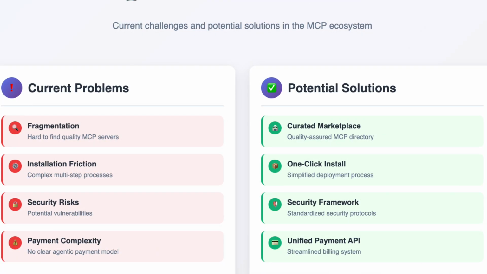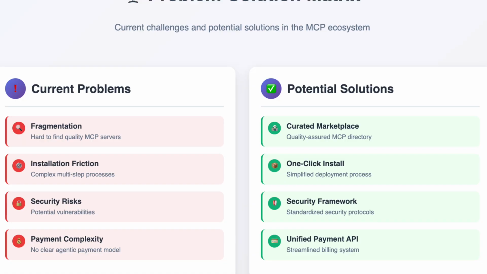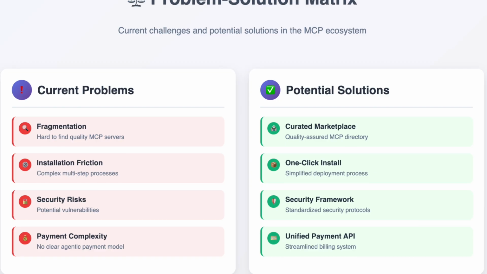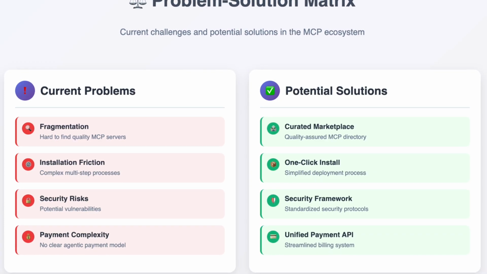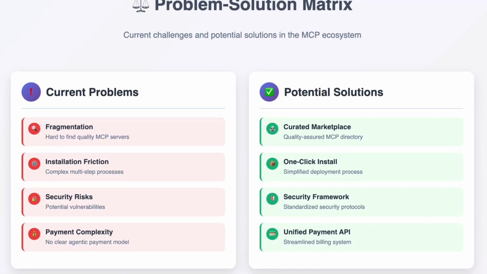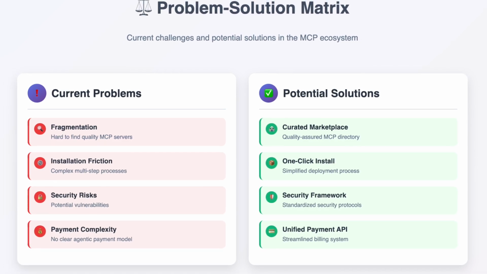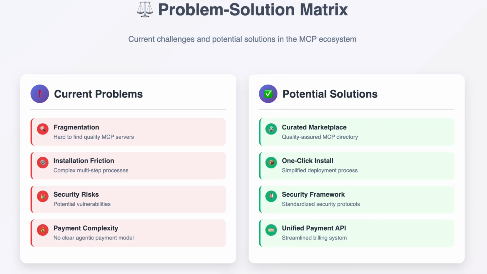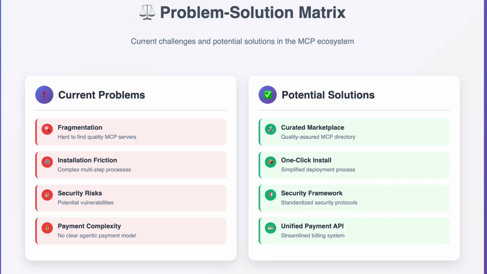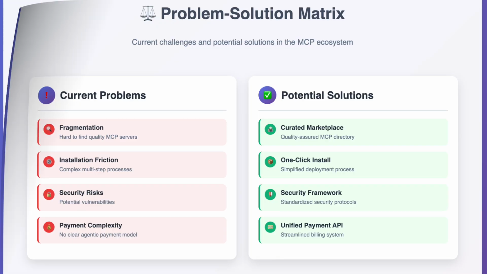For every problem, there are potential solutions. Facing fragmentation, a curated marketplace could offer a quality-assured MCP directory. To overcome installation friction, a one-click install would simplify deployment. Addressing security risks calls for a standardized security framework with clear protocols. And to resolve payment complexity, a unified payment API could streamline billing systems for agentic interactions.